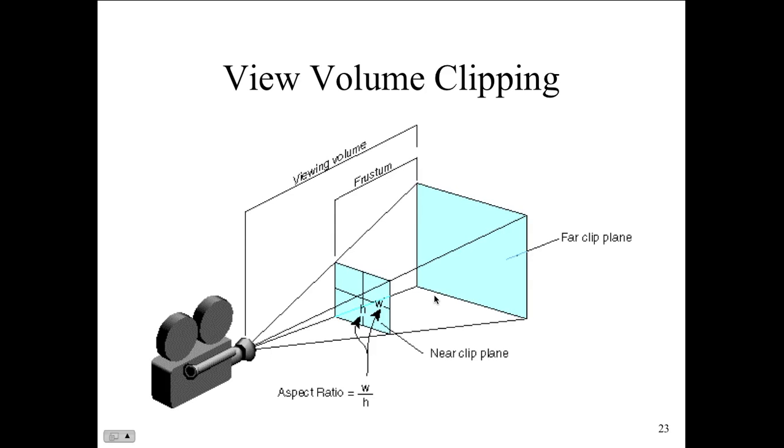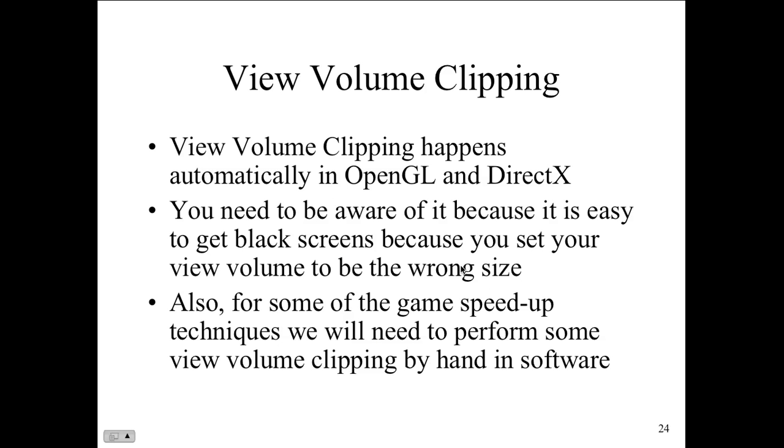If you don't have a background, you're not going to be able to see very much. It's going to be whatever happens to be back there. View volume clipping happens automatically in OpenGL and DirectX, and it also happens automatically in VRML. So you need to be aware of it, because it's easy to get black scenes because you set your view volume to be the wrong size. What's a black scene? Well, it's too far away, so it's clipped away.